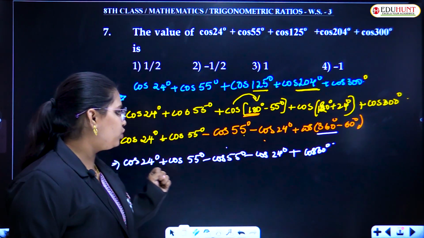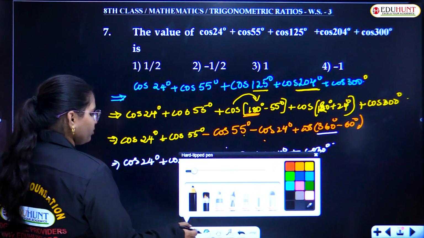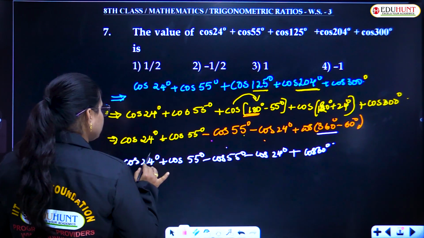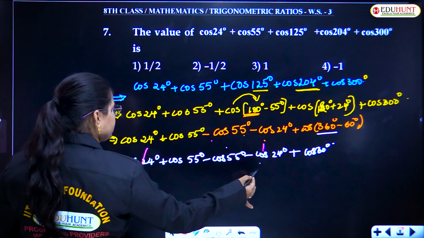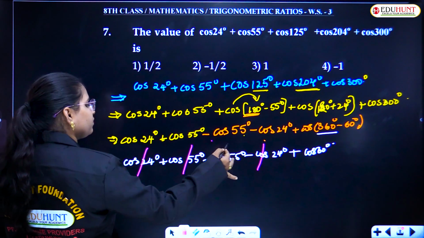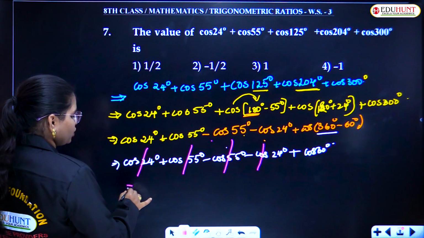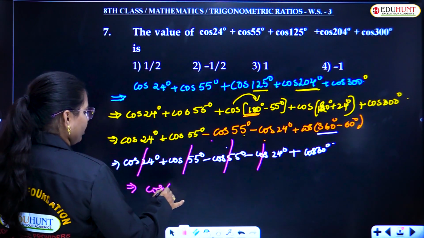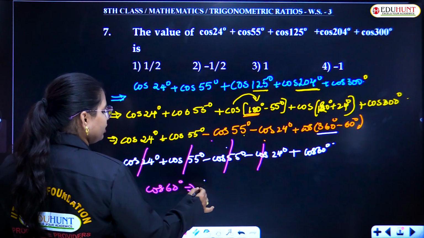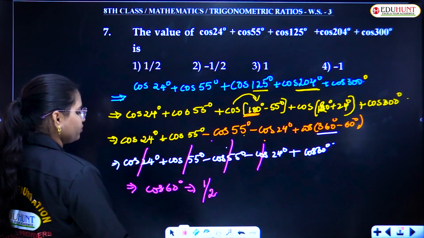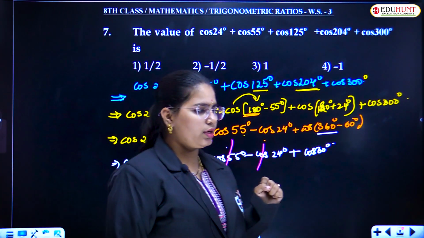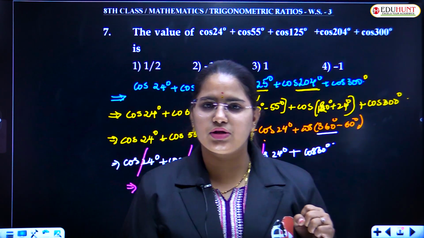So what do I have to do in the next process? From the above step, I can just cancel plus cos 24 minus cos 24, plus cos 55 minus cos 55. So I am left with cos 60 again. The cos 60 value is 1 by 2. I am clear with this, guys.